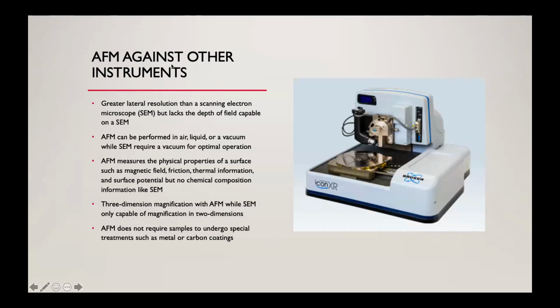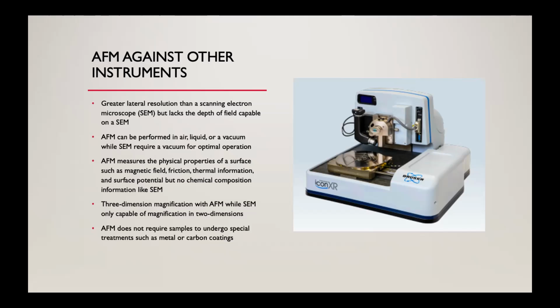So looking at other instruments, the one that I looked at when comparing AFM was the scanning electron microscope. So with an AFM, it has a greater lateral resolution. So in the X and Y direction, it can give a better image, but it does lack the depth of field that's capable on a scanning electron microscope. So its resolution in the Z direction and the amount that it can vary in the Z direction is not as good as on a scanning electron microscope.